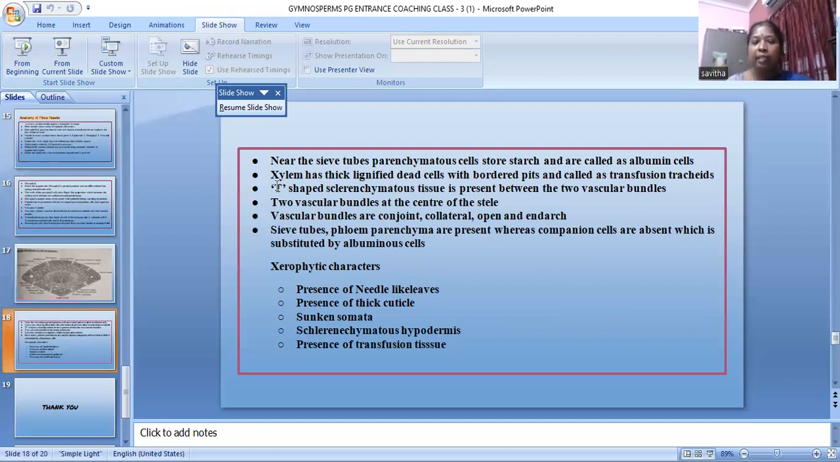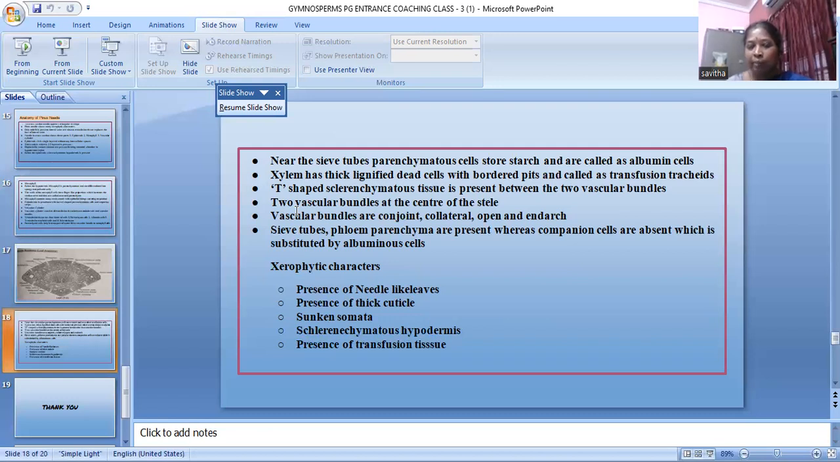And xylem has thick lignified dead cells with bordered pits, which are called transfusion tracheids. T-shaped sclerenchymatous tissues are present between the two vascular bundles.